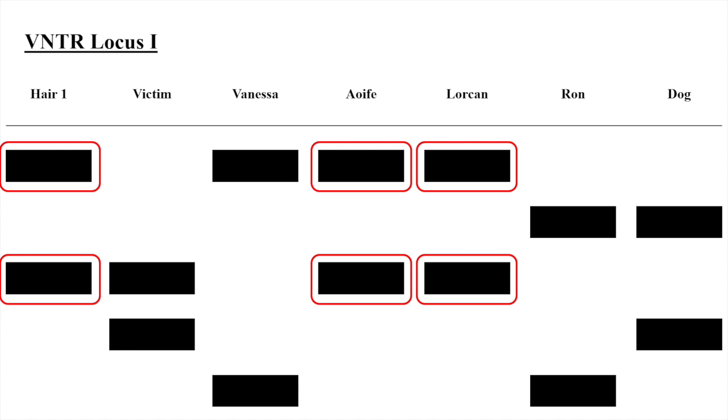VNTR locus 1, shown here, confirms that the hair did not belong to my dad, the victim, as both bands on the gel corresponding to the victim do not match the 2 bands for the hair sample. Using this same method, the total number of suspects can be narrowed down to 2, Lorcan and me, Aoife, as they are the only 2 that match totally with the hair sample.